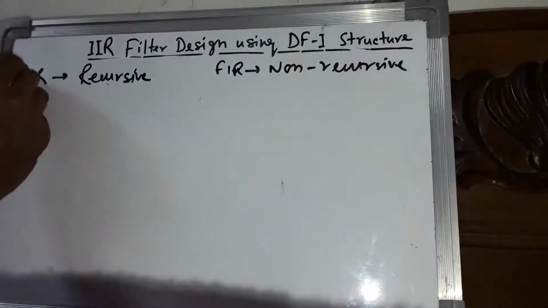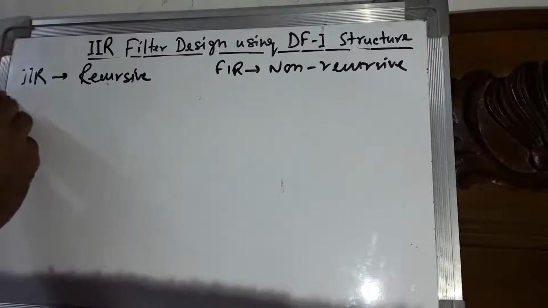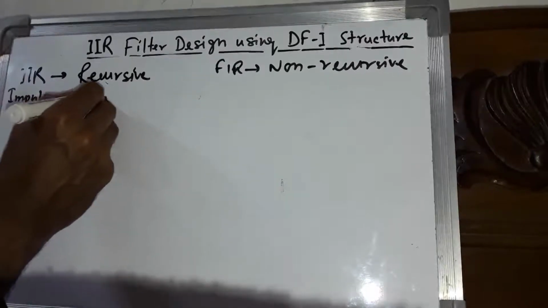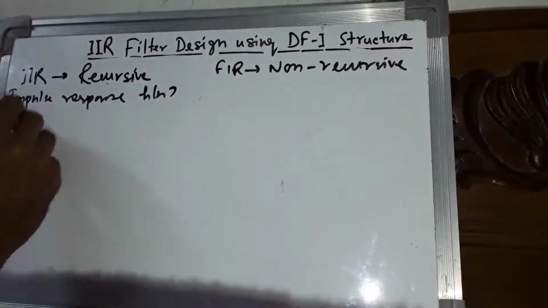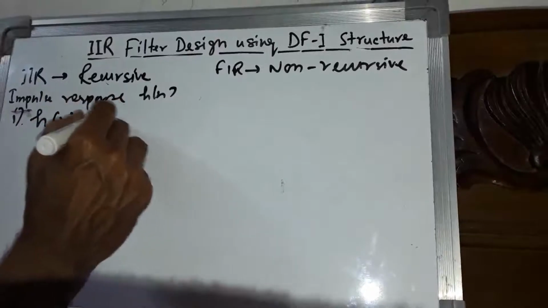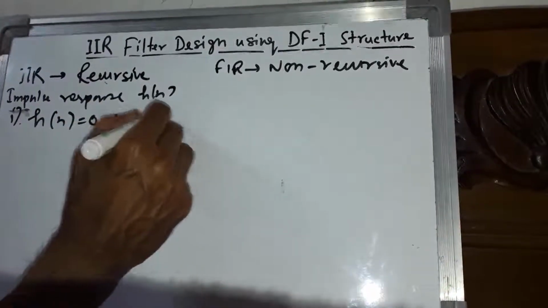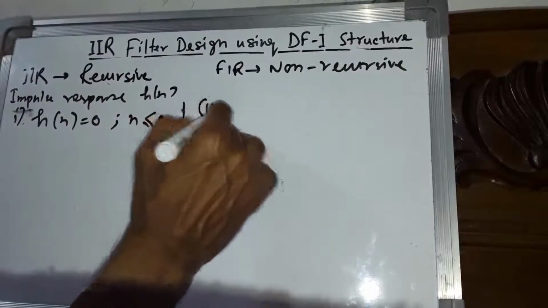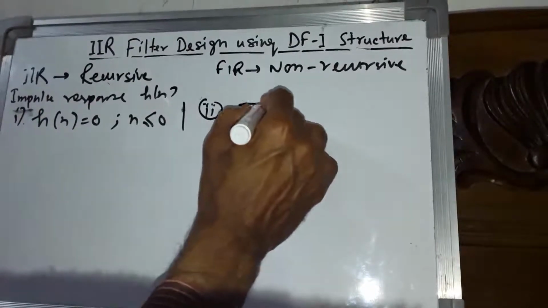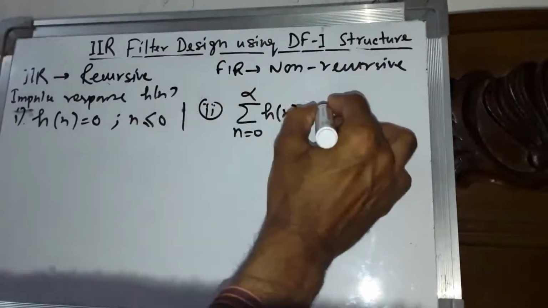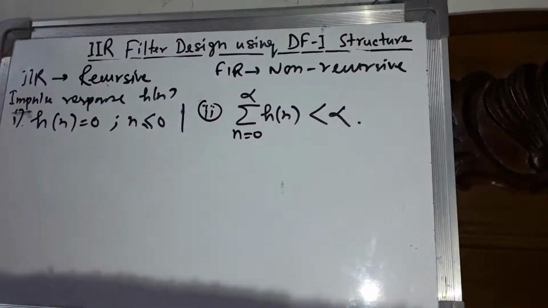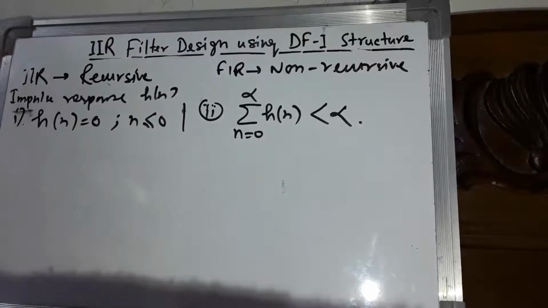Now here we are going to specify two more criteria for designing any filter. If the impulse response of any filter is denoted by h(n), then we must be assured that h(n) is equal to 0 for all n less than or equal to 0. The second condition, in the context of stability of any IIR filter, is that the summation of the impulse response for all time values from 0 to infinity should always be finite.